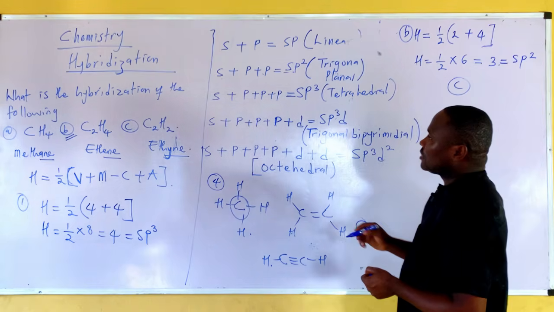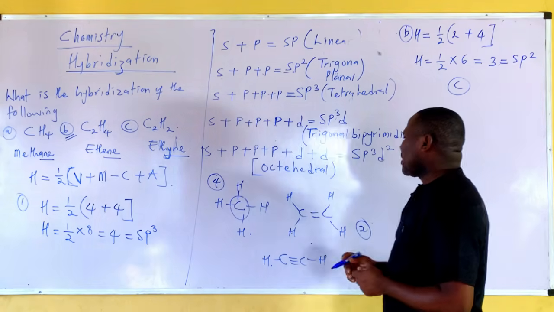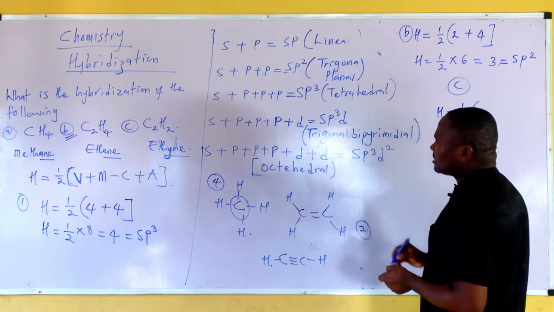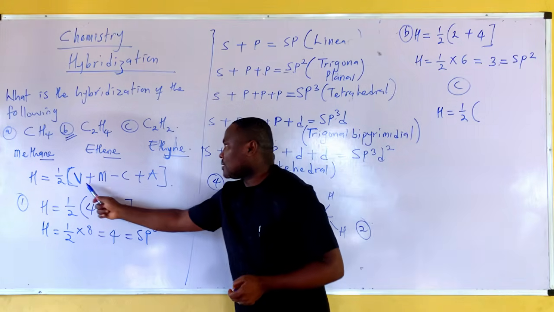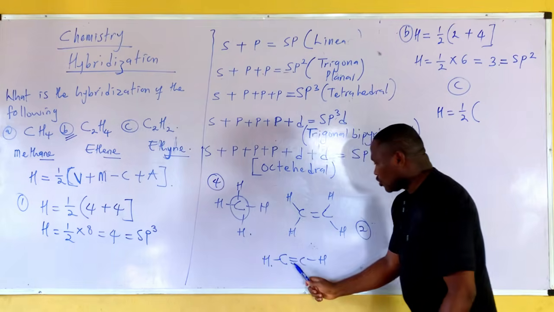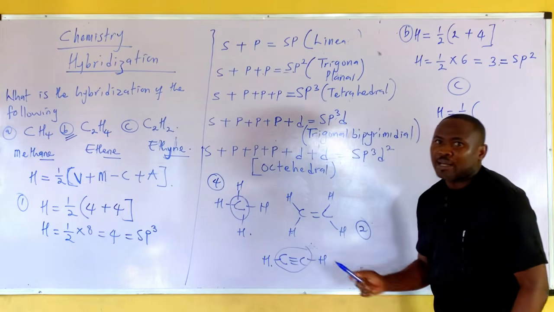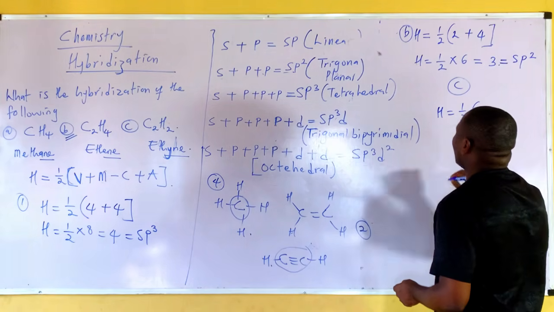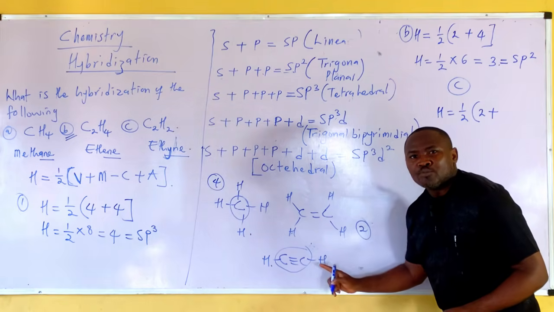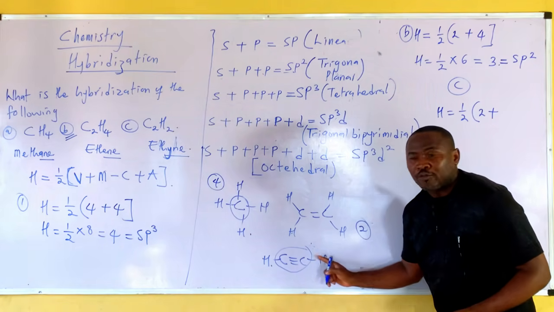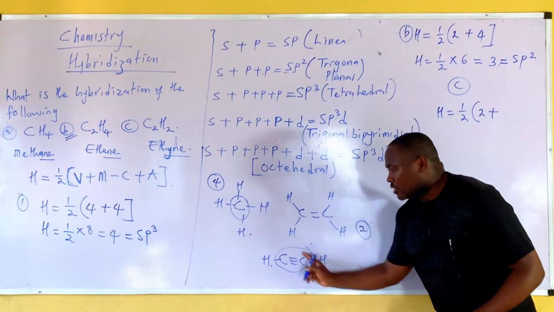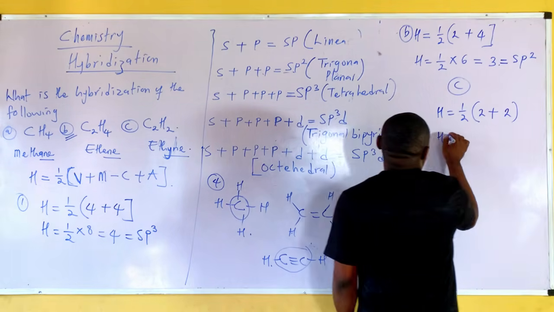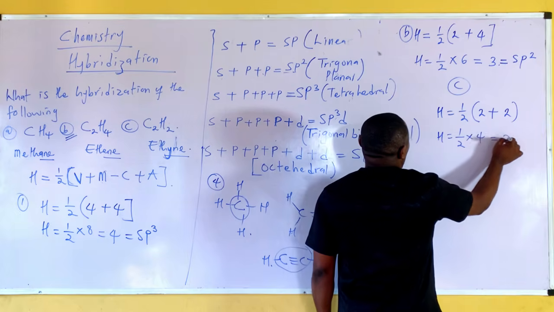For our C, which is now C2H2, it's the same thing. H equals 1 over 2, open bracket, the valence electron, which is V. For such a case, remember I've shown you here, the valence of this carbon is 2. So now I have 2 plus the number of monovalent atoms that are added to the centralized atom, which is 2. So I come here, plus 2. So H is now equals 1 over 2 times 4, which equals 2.